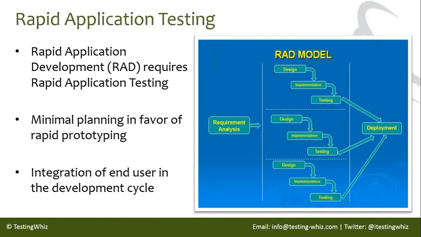What is rapid application testing? Rapid application testing is another part of agile methodology where we are concerned with rapid application development, where we are coming up with prototypes quickly and handing it over to our customers based on their requirements. If the requirements are changing, this kind of model is really helpful for us.